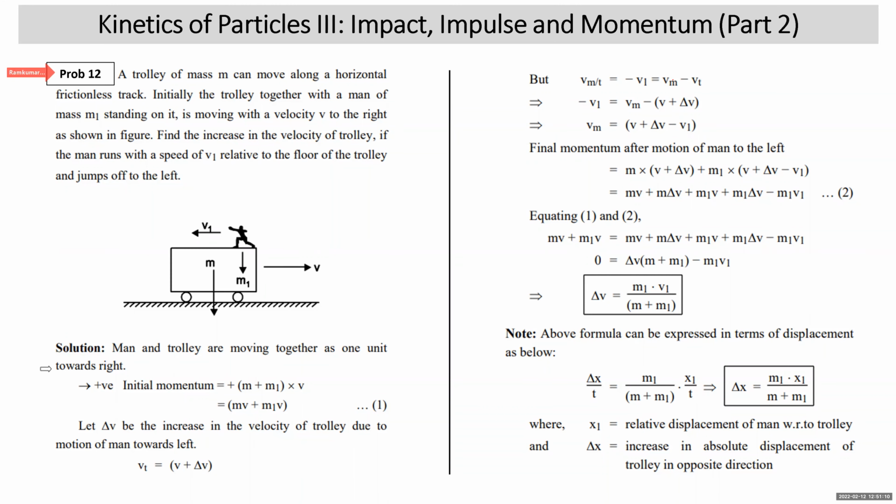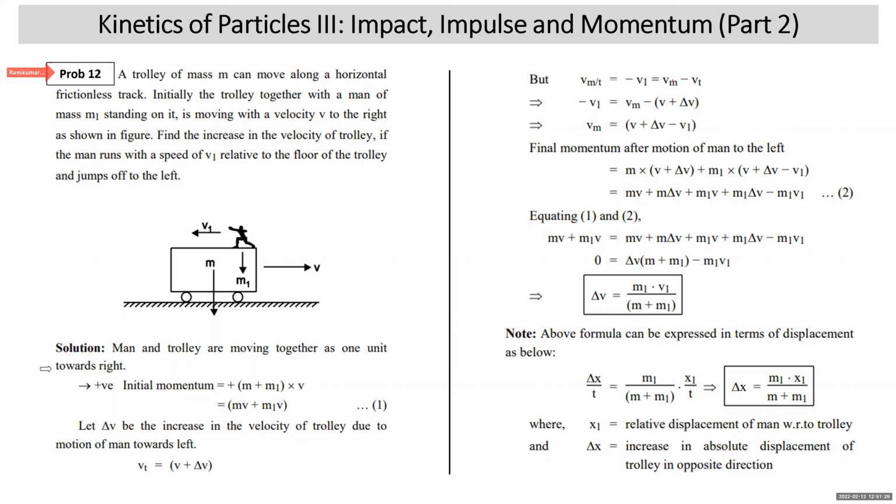Problem number 12. A trolley of mass m can move along a horizontal frictionless track. Initially, the trolley, together with the man of mass m1 standing on it, is moving with a velocity v to the right, as shown in the figure. Find the increase in the velocity of the trolley if the man runs with a speed of v1 relative to the floor of the trolley and jumps off to the left.